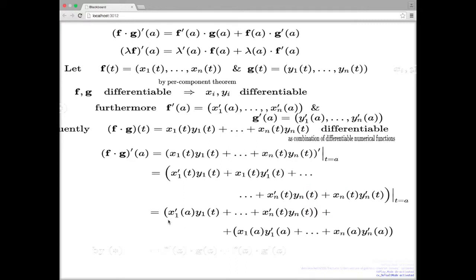Now you can recognize here the dot product of f dash, the bold f function, and g. What I'm saying is this: you can recognize in these components the dot product of f dash and g, and in these components the dot product of f and g dash. And that's the finish of the proof. That's the right-hand side here.